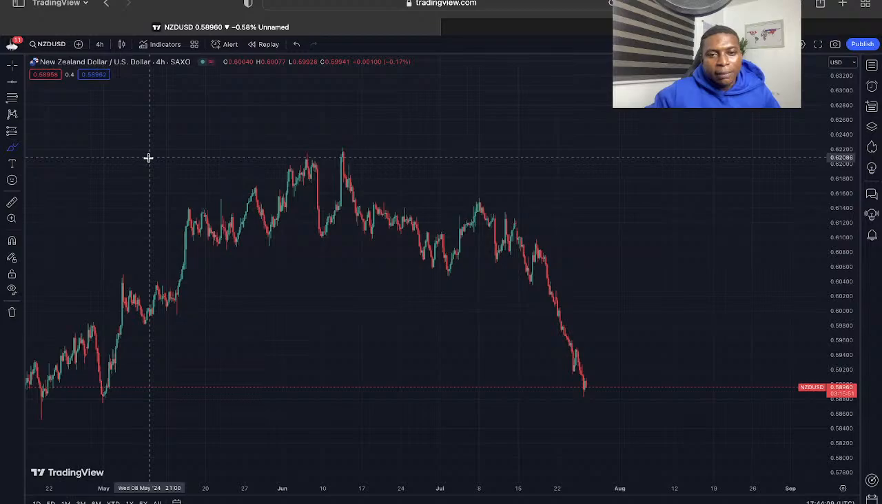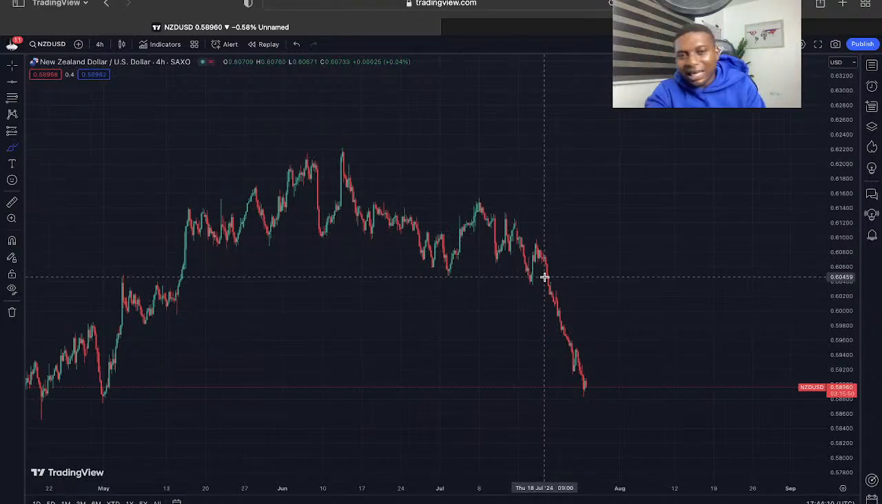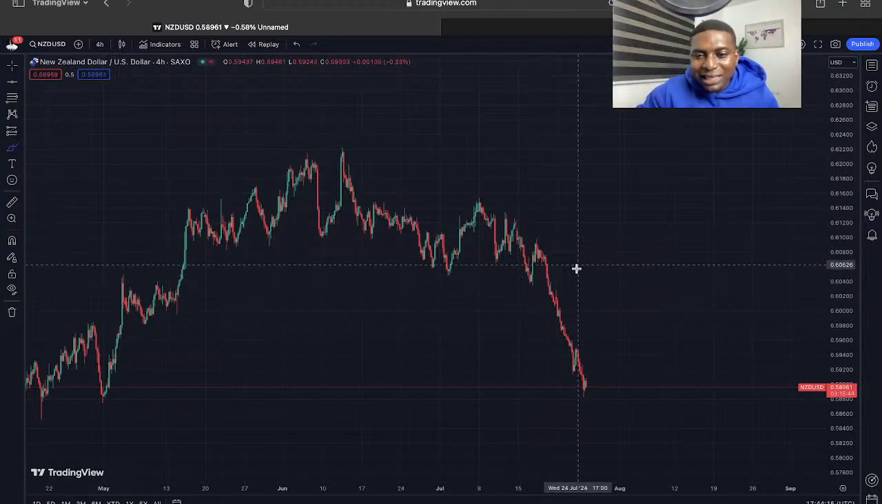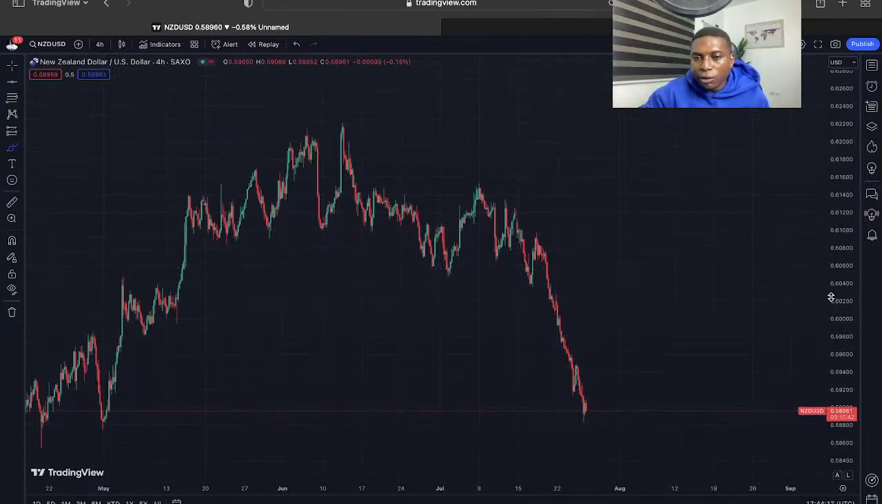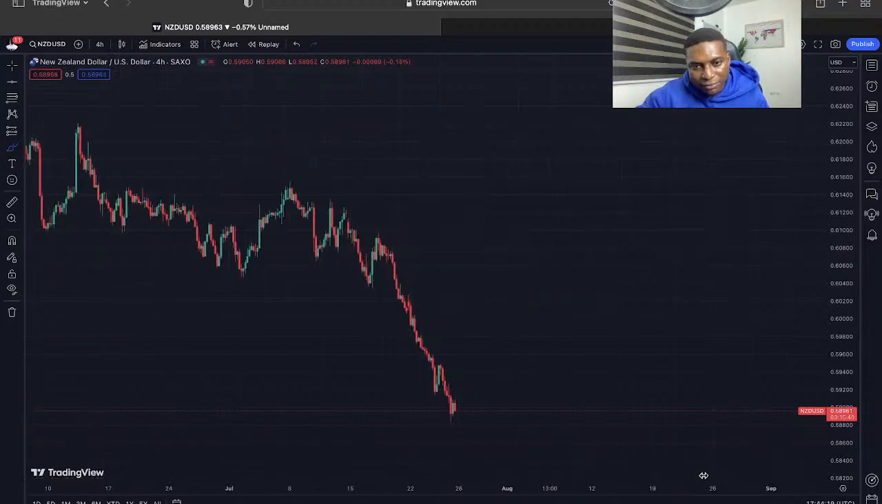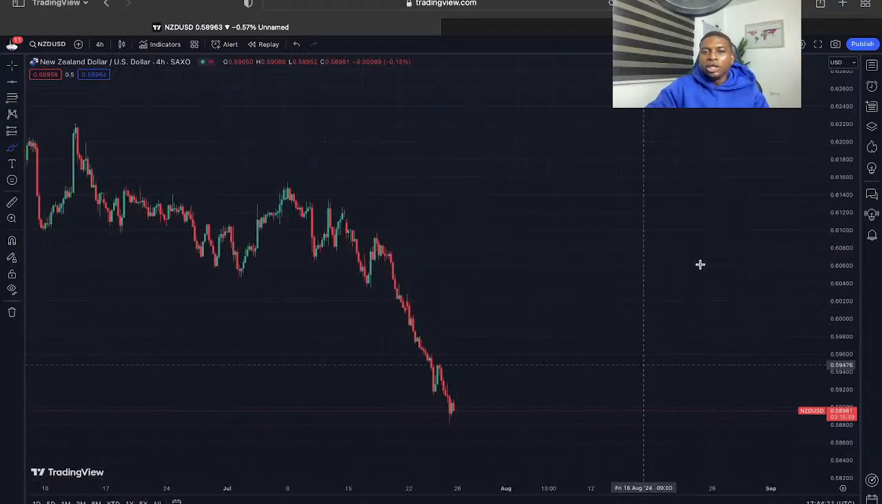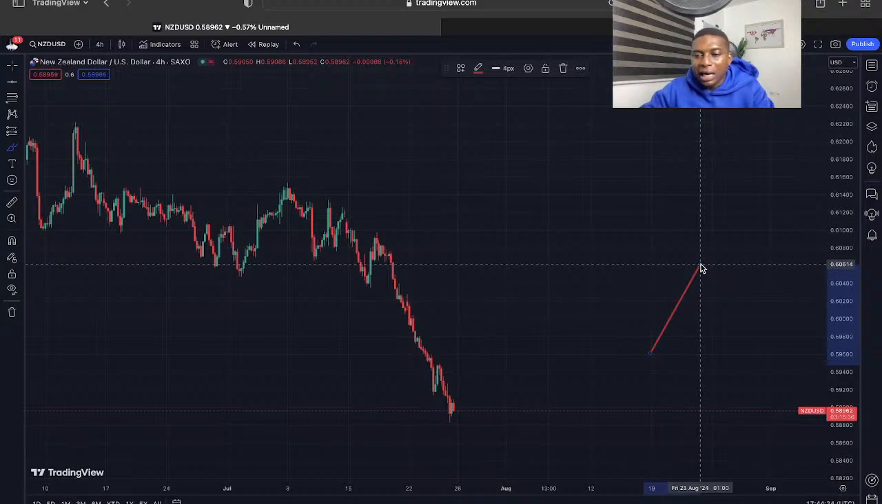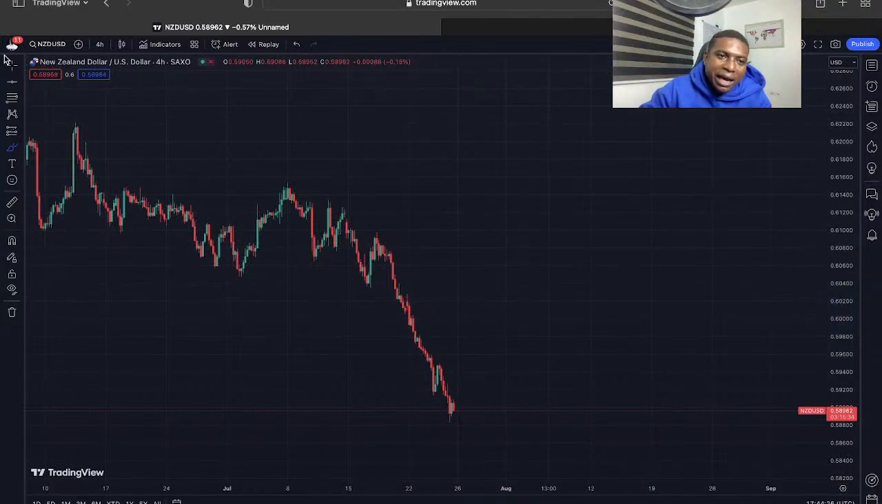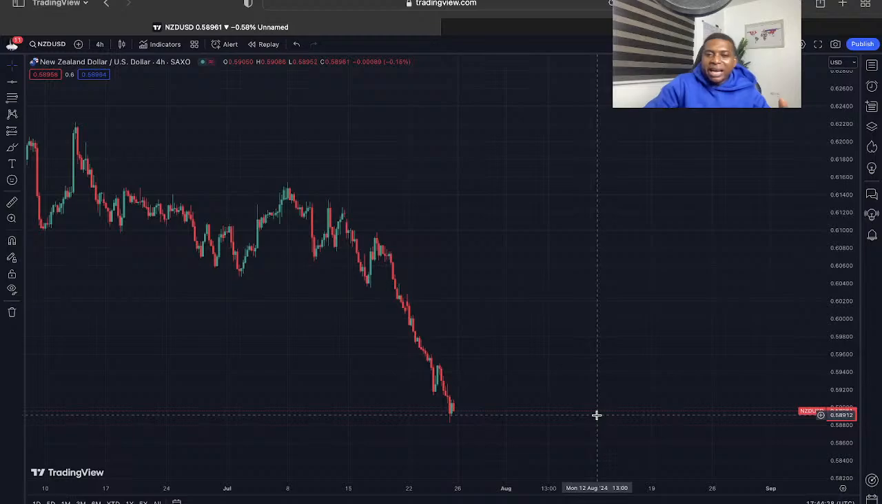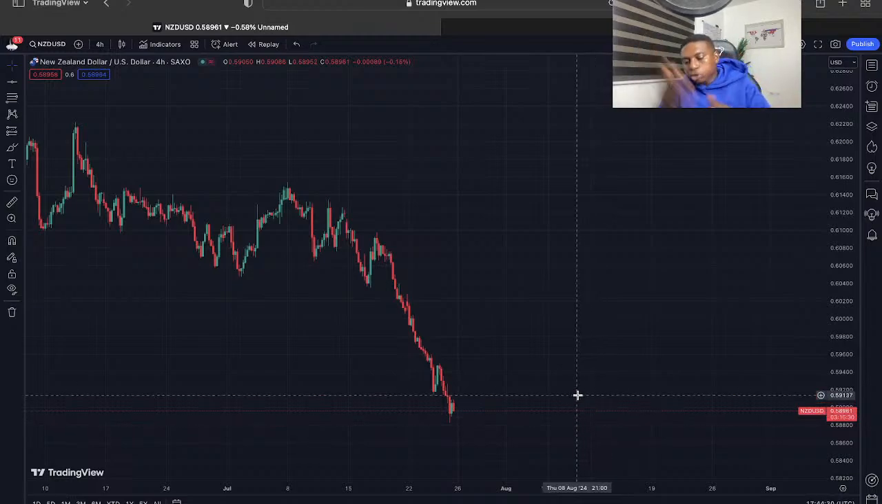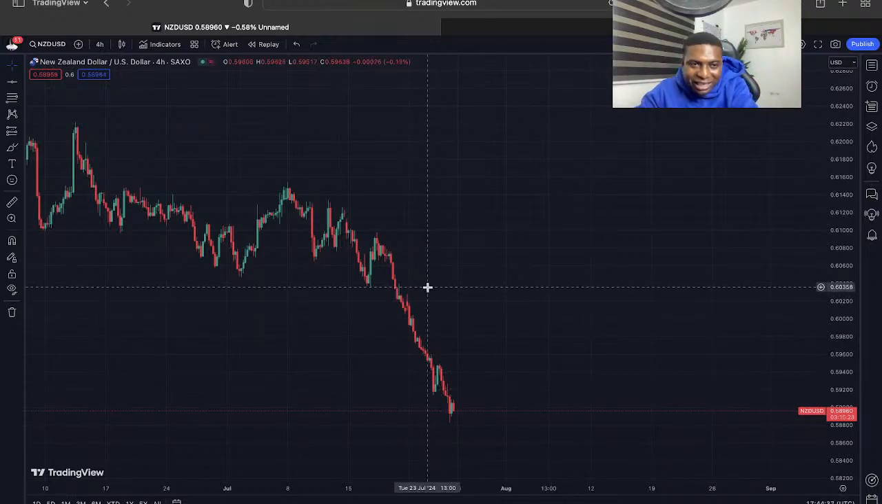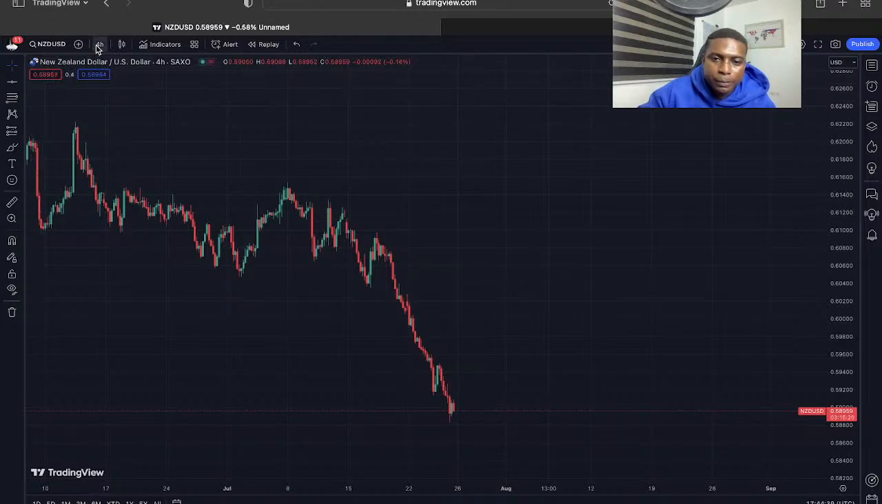So let me just give an insight from this 4 hours time frame. What I see happening here on NZD/USD is a falling knife. And you can't try to catch a falling knife or buy a falling knife. Buying a falling knife would rather cut through you. So what you want to do is stay off from buying a falling knife.